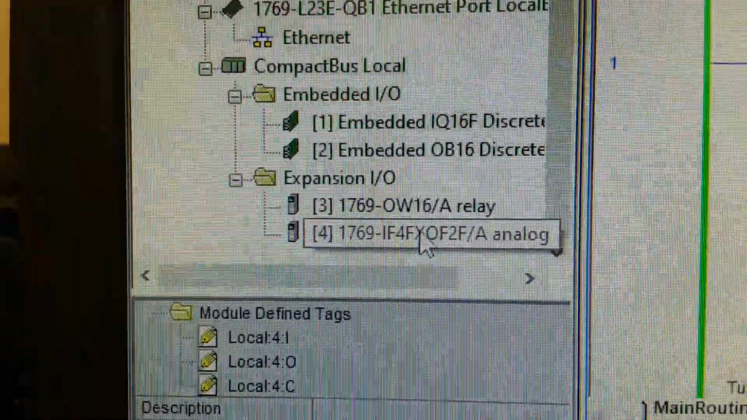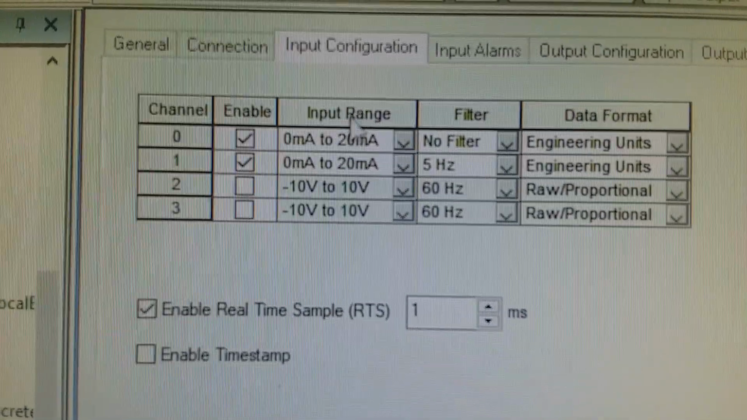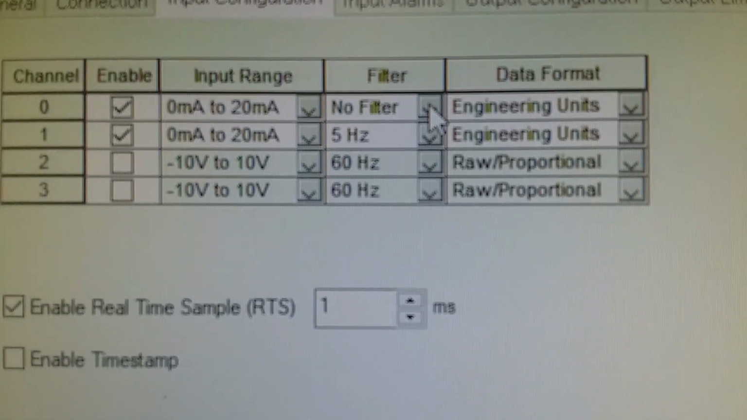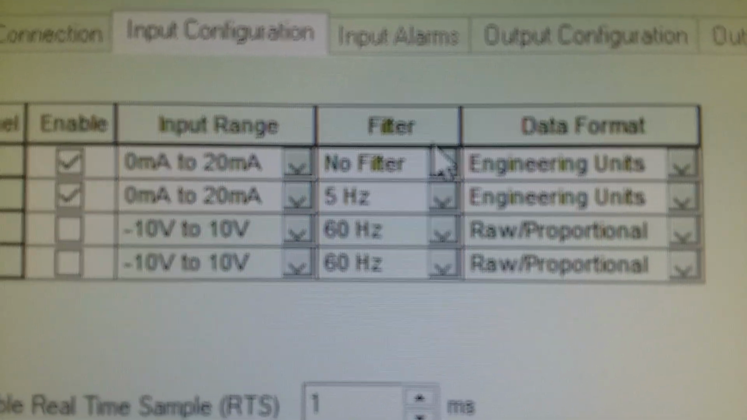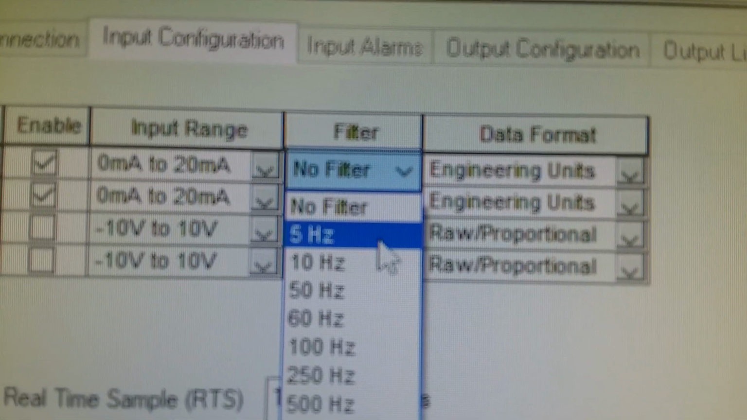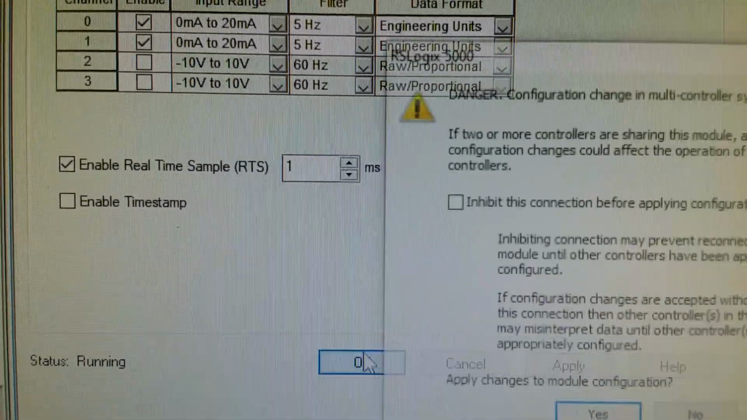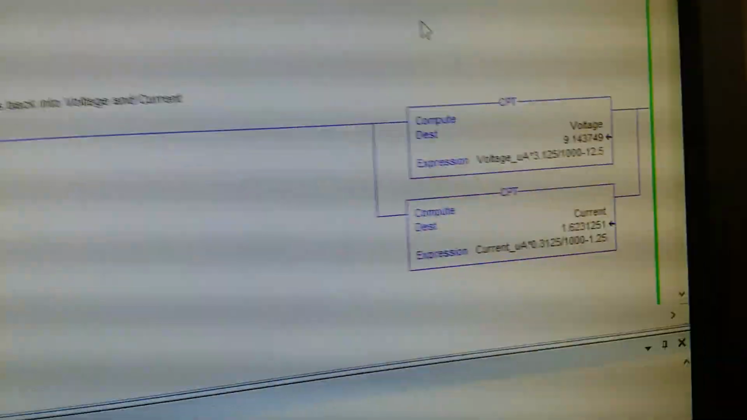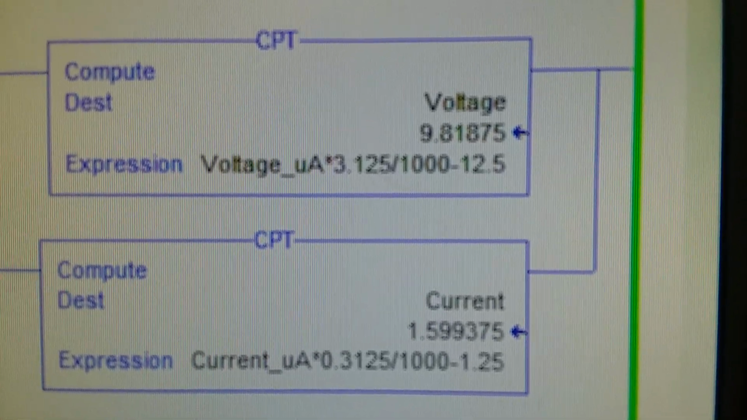If we come over here and look at our analog card, and I go to my input configuration, you can see that I do not have a filter set on the voltage. Channel 0 is the voltage. There's no filter set, so I'm going to set a 5 hertz filter like I had on the current, and I'm going to apply that. Then I'm going to come back to my ladder logic and look at this. And now you can see that though it's still bouncing around, it's much better.